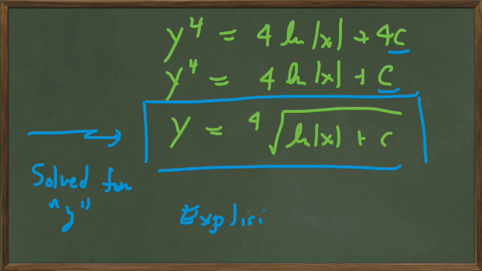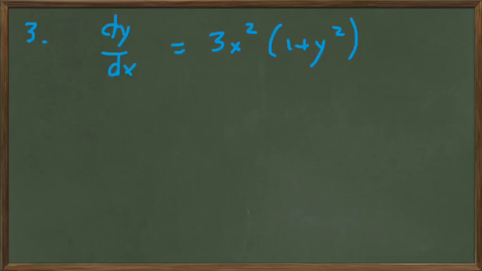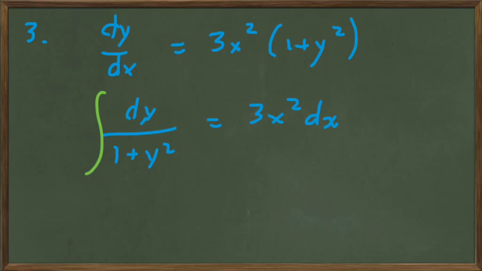We will not always be able to get an explicit solution because when we get our solution in the two variables, typically x and y, we're not always able to solve for y. So let's go to a third example now. Here again, it's pretty easy to see that this is a separable differential equation. We divide both sides by 1 plus y squared, and we multiply both sides by dx, and we've separated the variables, and we are able to then integrate both sides.